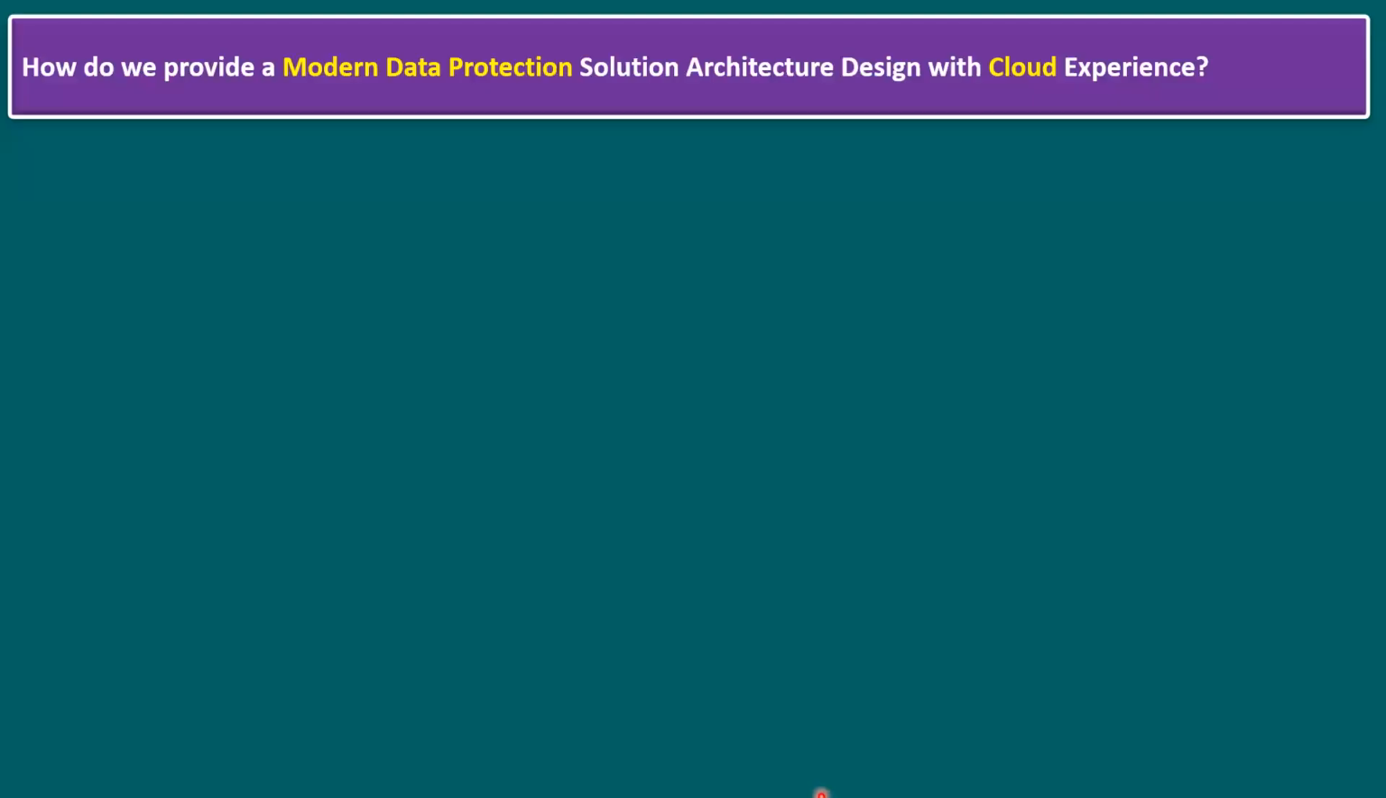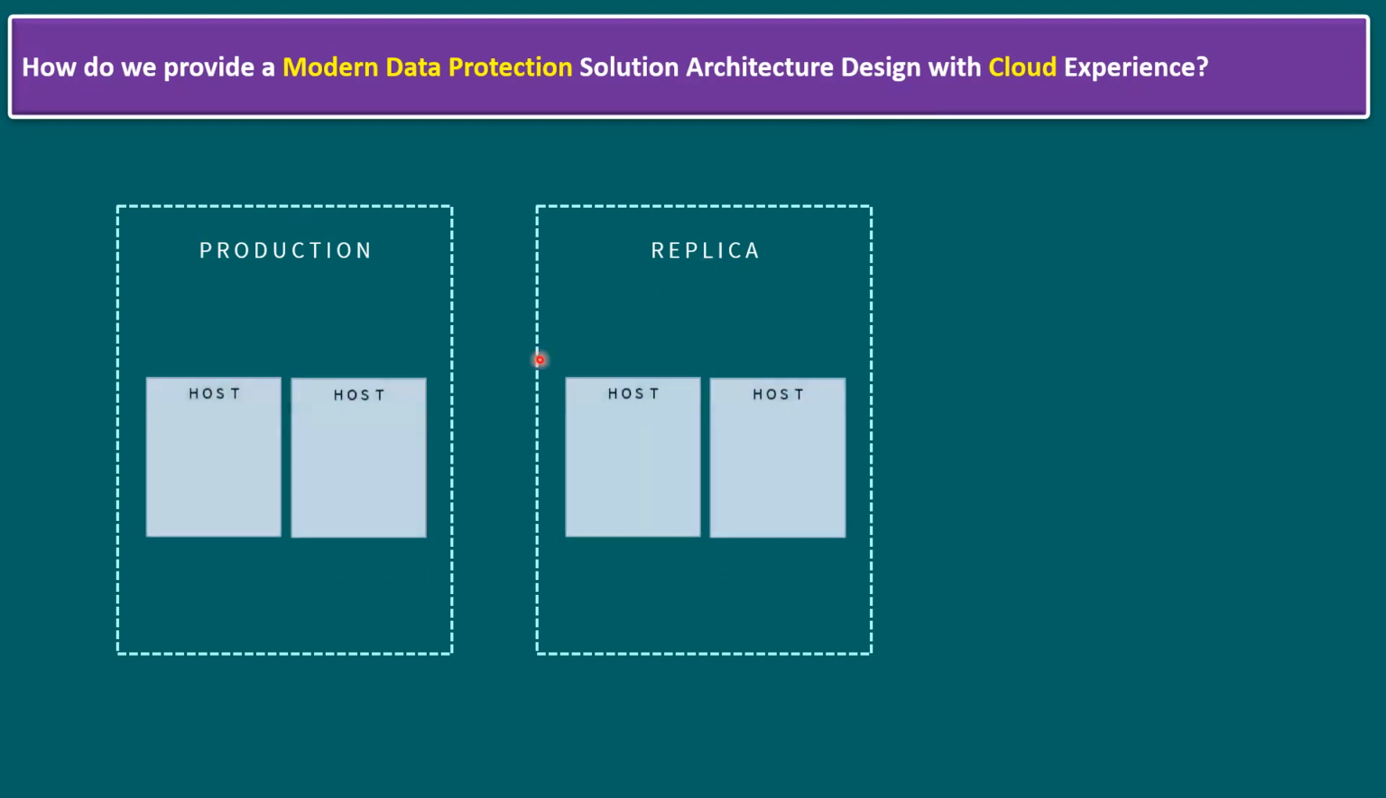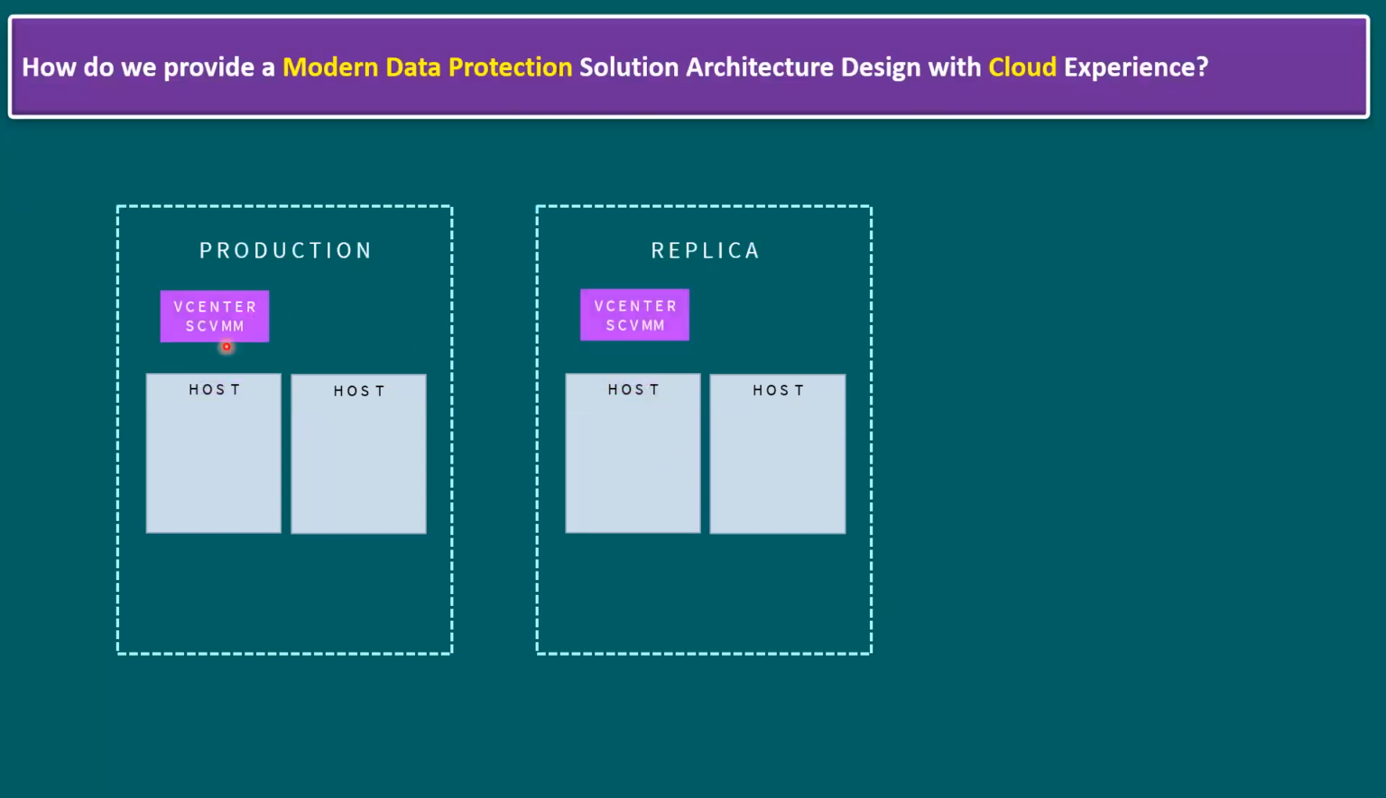And similarly, another scenario: how do we provide a modern data protection solution architecture design with cloud experience? Generally, as I mentioned, every organization has minimally two sites or more. Suppose we have a production site and a replica site, that means a secondary site, and we have ESXi hosts running. On top of the ESXi hosts, we can configure a vCenter server. If, instead of ESXi, we configure Hyper-V, we need SCVMM, System Center Virtual Machine Manager. That is one of the Microsoft tools.